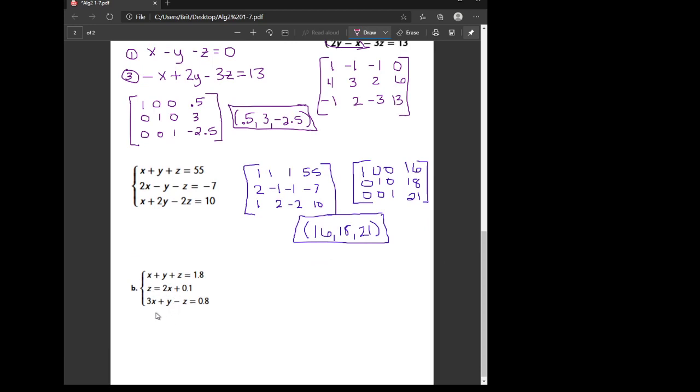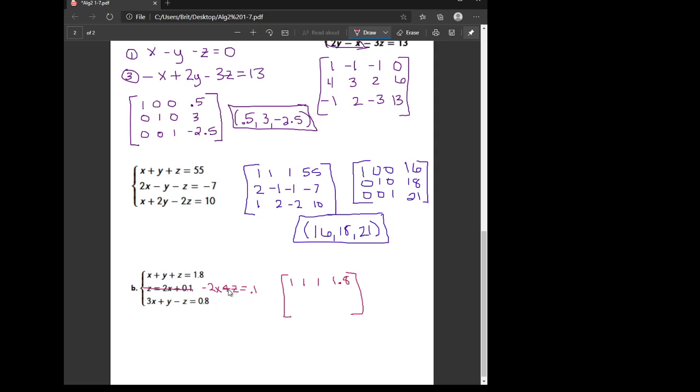In this one again, we have things that are a little bit out of order. So we have to kind of rearrange this middle equation. So I'm going to subtract the 2x to the other side. So this equation will turn into negative 2x plus z equals 0.1. I'm going to cross that out. So the matrix that's going to go into my calculator, up here all my coefficients are 1, and then a 1.8.